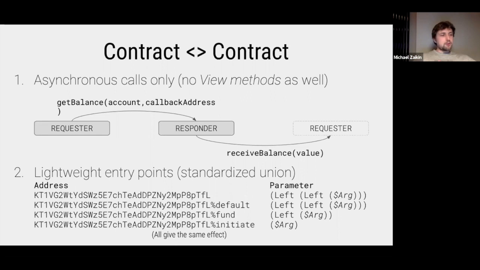And also returning to the inter-contract communication, it's worth noting that you can send to the responder not only the callback address, but you can also specify the entry point that should be called. So the pair address plus entry point is specifying the target entry point for the callback response.